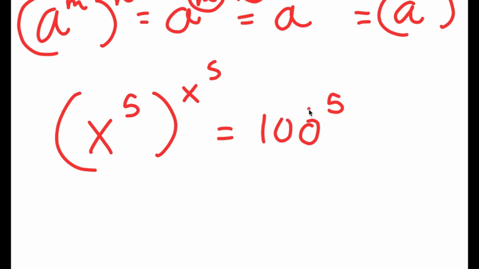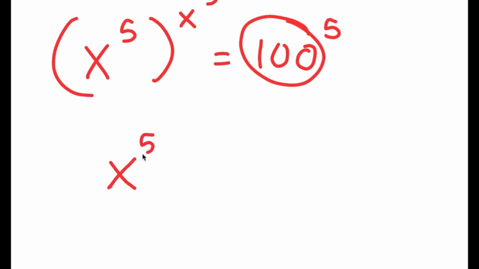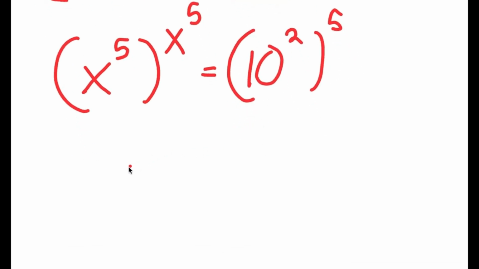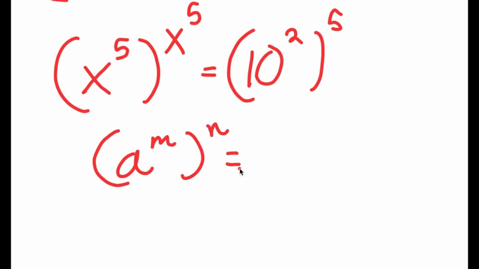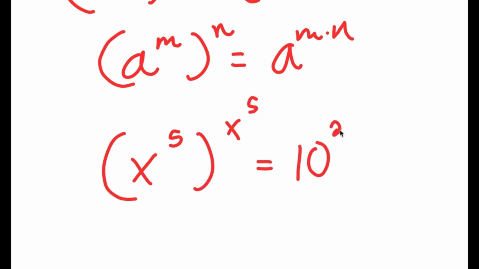So from here, I'm going to rewrite 100 as 10 squared. So now I get x to the power of 5 to the power of x to the power of 5 is equal to 10 squared to the power of 5. And again, if I have something in the form a to the power of m to the power of n, this is equal to a to the power of m times n. So 10 to the power of 2 to the power of 5, that's going to equal 10 to the power of 2 times 5, and 2 times 5 is equal to 10.